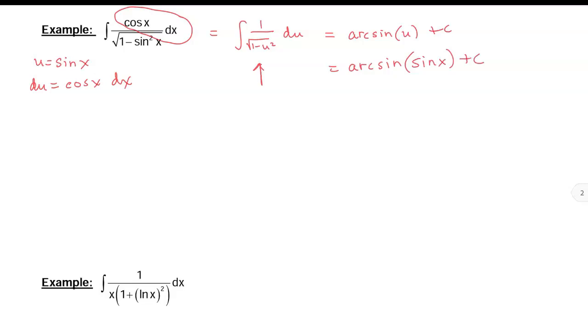And look what I just wrote there. The arcsine of sine x, that's taking the inverse sine of sine, which just gets you x. So those two functions undo each other. Arcsine undoes sine. And we end up with x plus c.